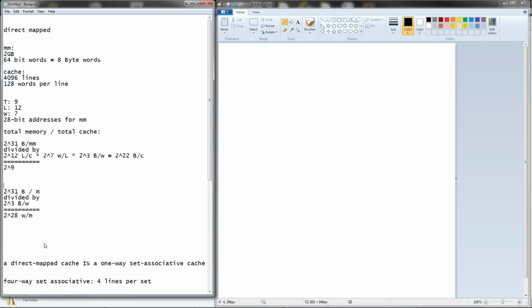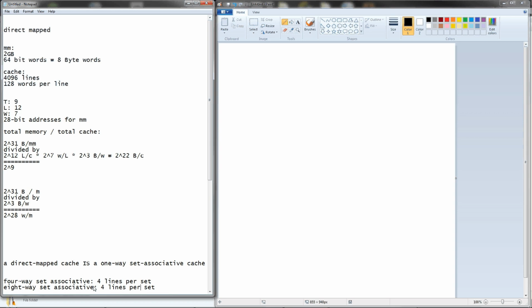Okay, let's do the exact same example. Here's the memory, there's the cache, but this time we're going to do a four-way set-associative cache. This time a block of memory does not go to a particular line, but it goes to a set. In this case, it would have four choices. In a second, we'll do an 8-way set-associative cache too. That should get us the whole idea.